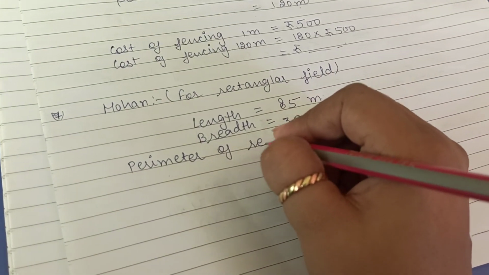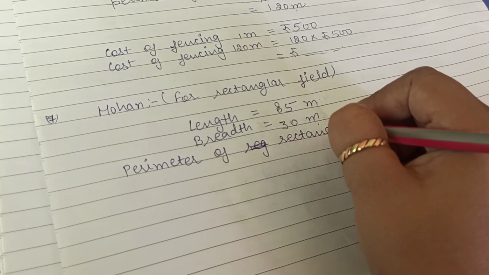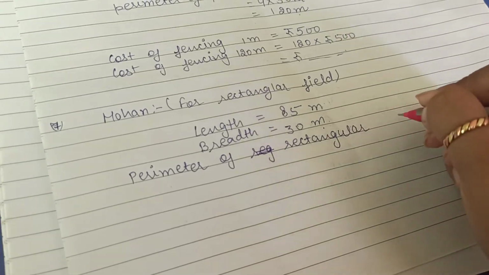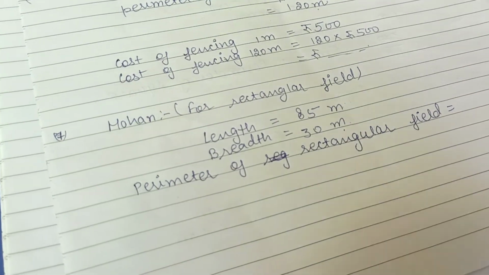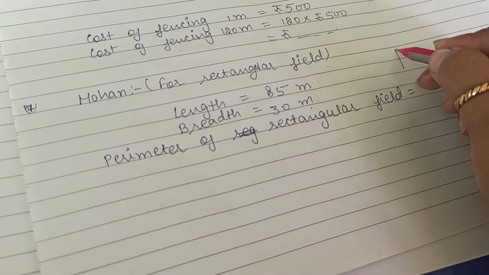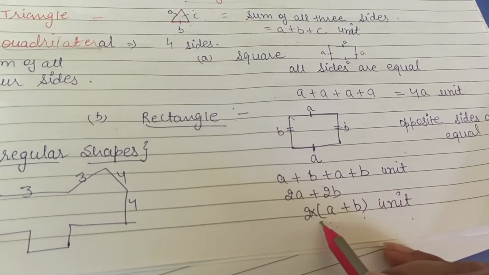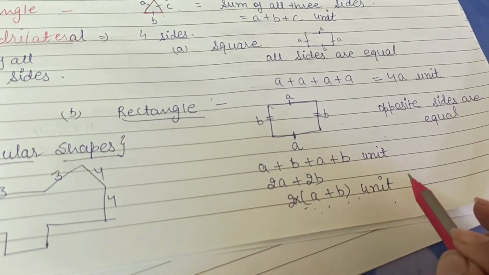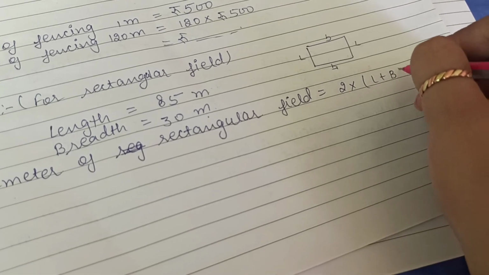of the rectangular field. So see, this is a rectangle, with length and breadth. As I told you, the formula can become like this: 2 multiplied by length plus breadth. So the formula of this is 2 multiplied by length plus breadth.